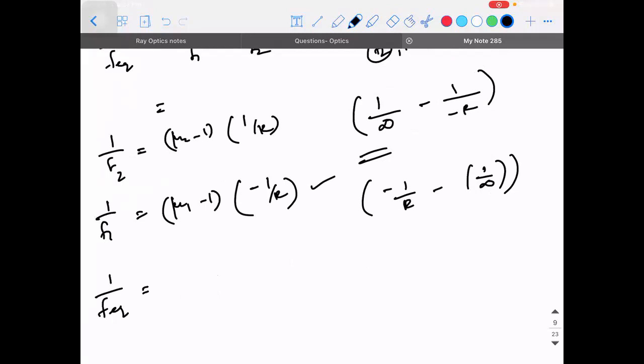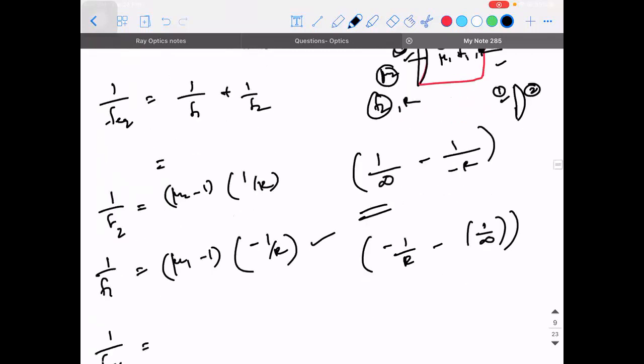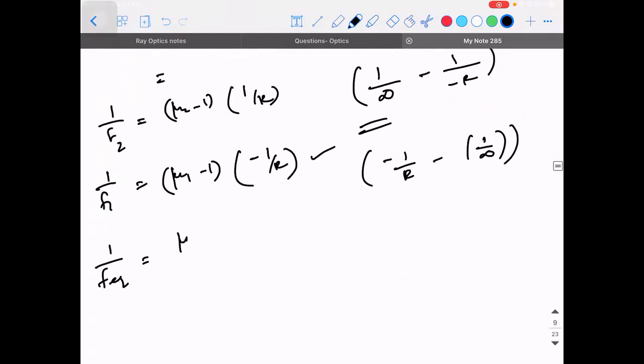Convex, negative radius. I mean negative radius of curvature. For the second, the first one is plane. This is first, this is second, from left to right. Mu2, sir, minus 1 by infinity minus 1 by r, and like convex lens, its radius of curvature is positive.